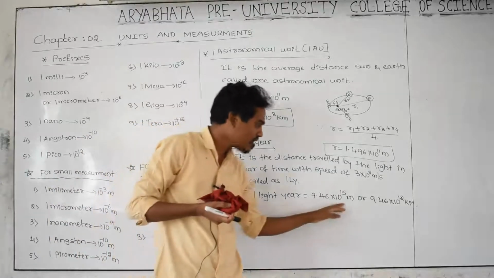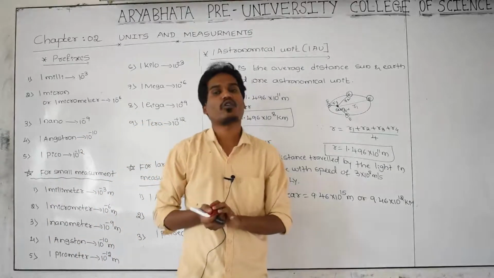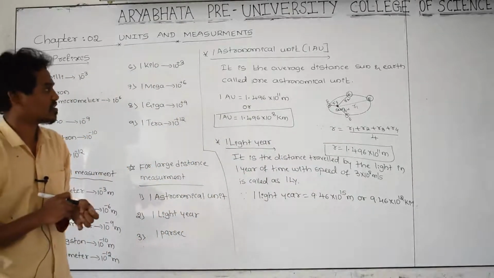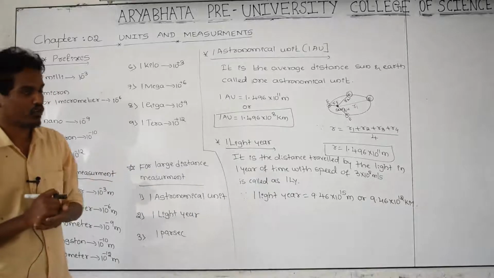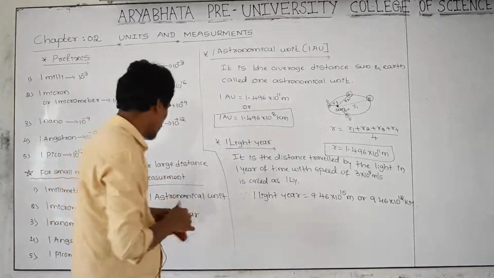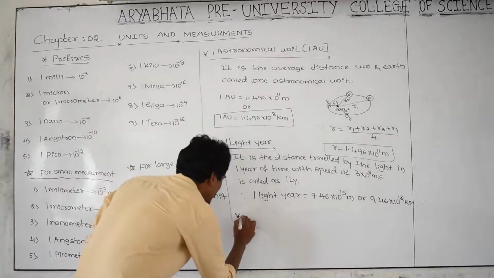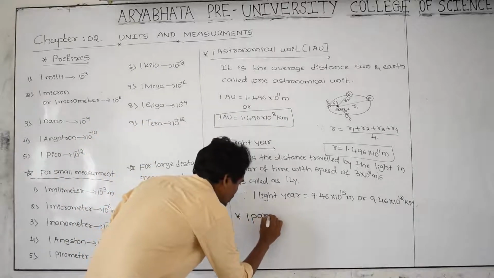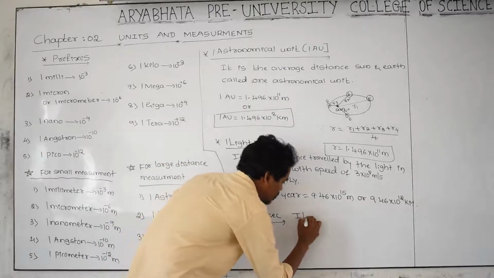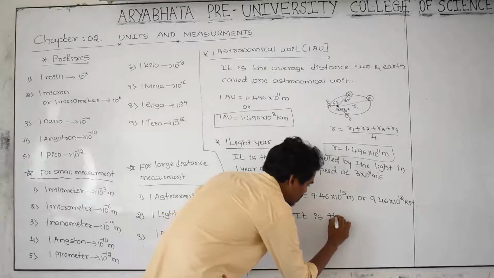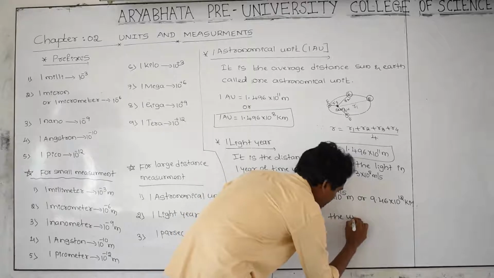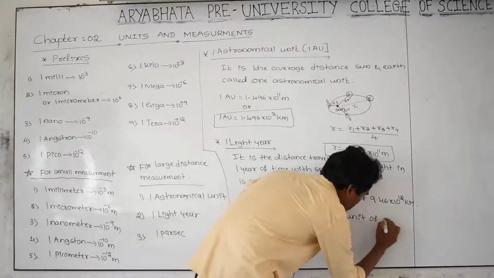9.46 into 10 to the power of 15 meter, or in terms of kilometer, 10 to the power of 12 kilometer. And this is a unit of distance. And one more is there. What is meant by 1 parsec? It is also a distance. It is the unit of distance.